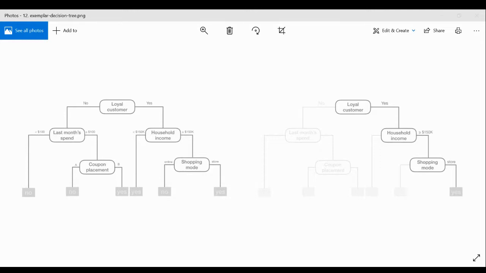So for instance, if they are a loyal customer, what the algorithm figures out is that the next best predictor as to whether they will yes or no redeem a coupon is household income, whether it's greater than or less than 150K. On the other hand, if they are not a loyal customer, the best predictor as to whether or not they will or won't redeem a coupon is last month's spending, whether it's greater than $100 or less than $100.